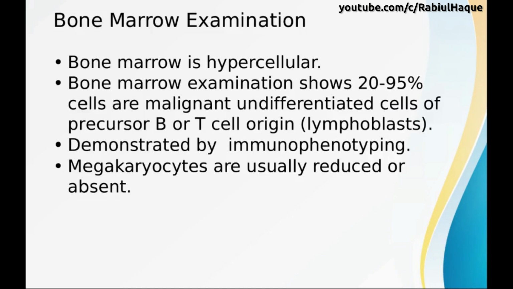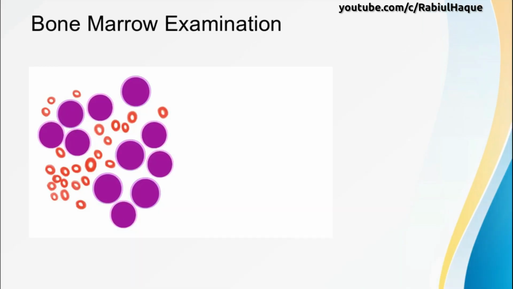In bone marrow examination, we will see that the marrow is hypercellular and the marrow shows 20 to 90% cells are malignant undifferentiated cells of precursor B or T cell origin. In other words, 20 to 95% cells will be lymphoblasts, and we can demonstrate them by immunophenotyping, and megakaryocytes are usually reduced or absent.